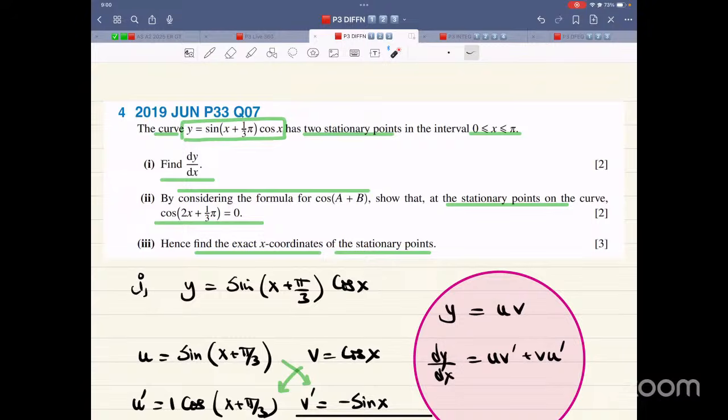Now it says the curve y equals sine bracket x plus pi by 3, cos x, has two stationary points in this interval. Find dy by dx. And then the special thing is this one: by considering the formula for cosine bracket A plus B, show that at the stationary point on the curve, this thing is equal to 0.